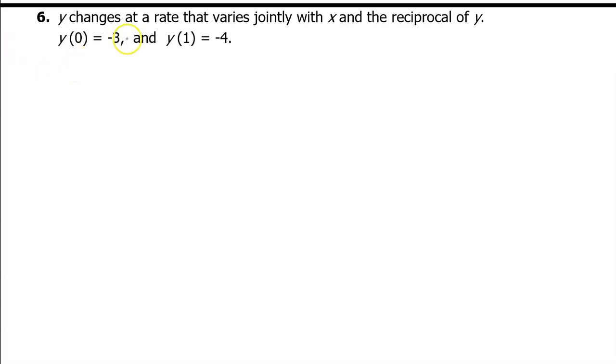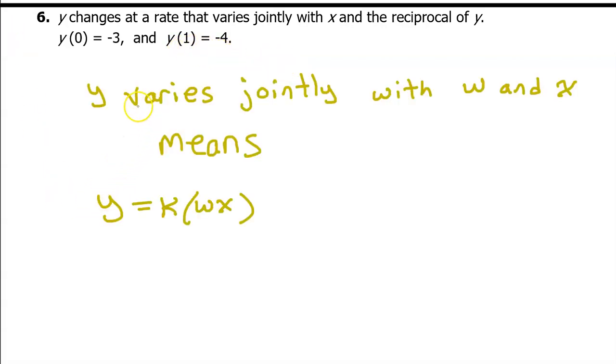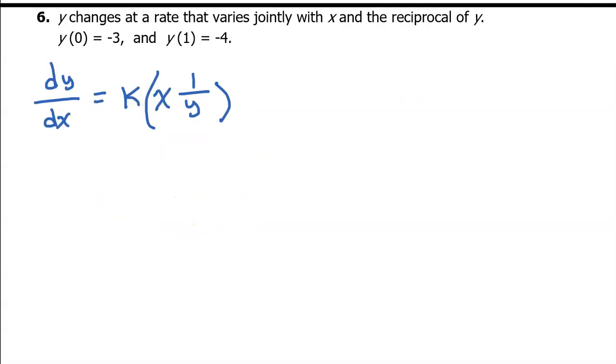Number 6. Y changes at a rate that varies jointly with x and the reciprocal of y. Y at 0 equals negative 3 and y at 1 equals negative 4. Quick side lesson. Y varies jointly with w and x means y equals k times wx. When they say y changes at a rate, that means dy dx. When they say it varies jointly with x and the reciprocal of y, that means it equals k times x times 1 over y.